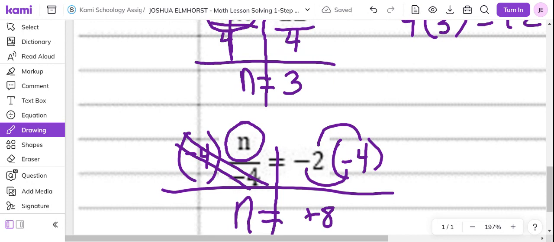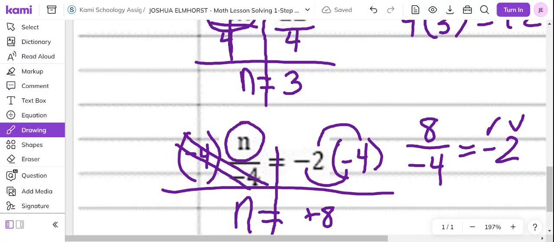And one last check. So if we take 8 and we divide it by -4, 8 divided by 4 is 2, and a positive divided by a negative is negative. So this equation balances out.